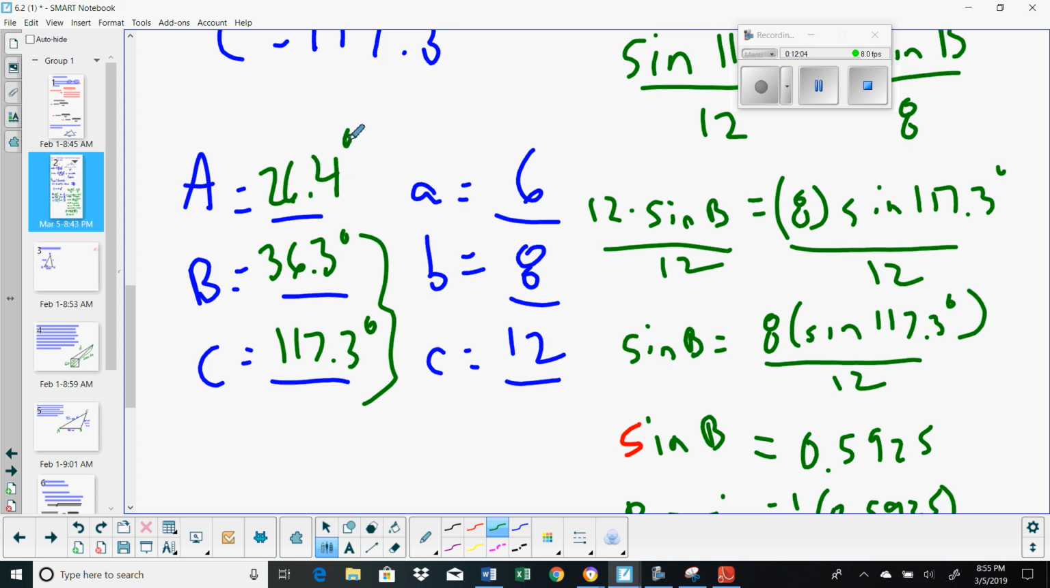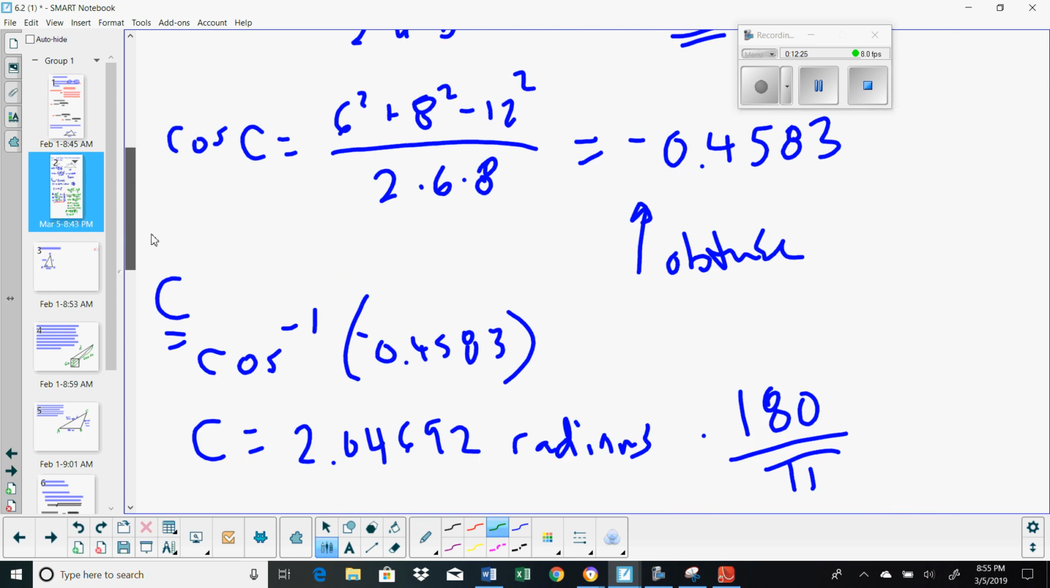So this should be 26.4 degrees here. Now, just as a check, something you should always do is check, is my smallest side across from my smallest angle? Is my largest side across from my largest angle? If that's true, then I think you're in good shape and you're done with this problem. All right, so that is an example on how to use law of cosines.